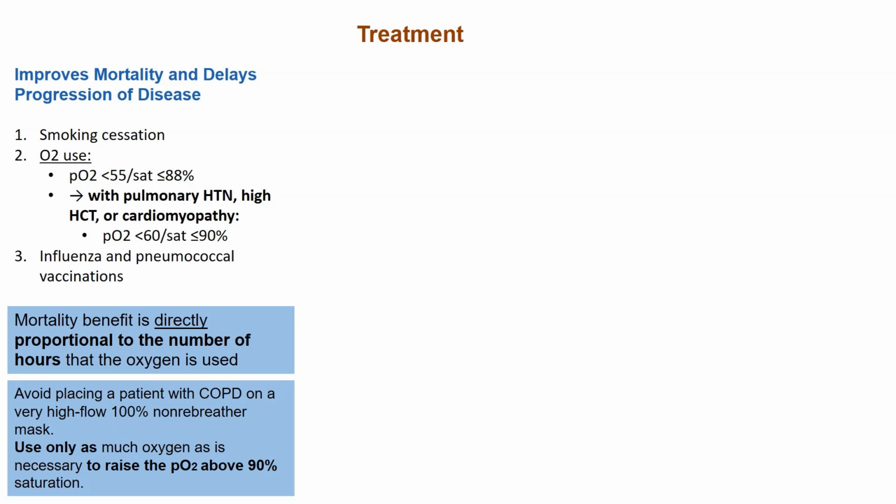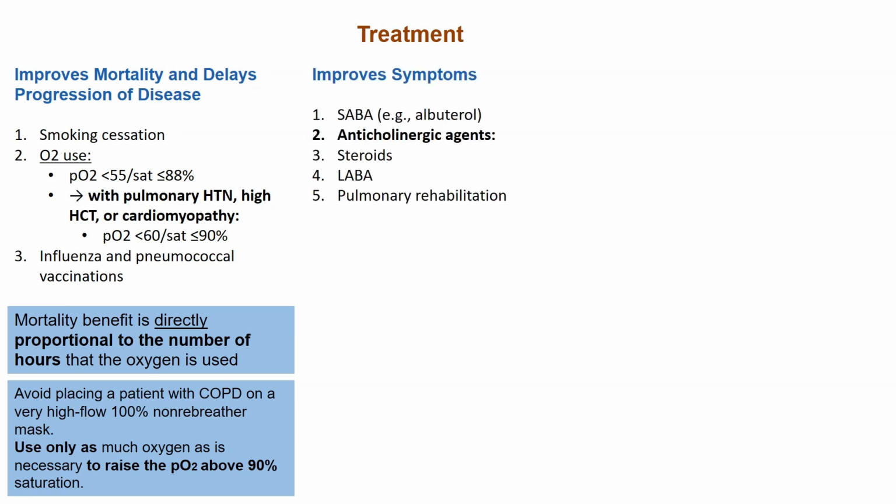Avoid placing a patient with COPD on a high-flow 100% non-rebreather mask. Use only as much oxygen as necessary to raise the oxygen saturation above 90%. Next are the things that improve symptoms. We have short-acting beta agonists, anticholinergics, steroids, long-acting beta agonists, and pulmonary rehabilitation.